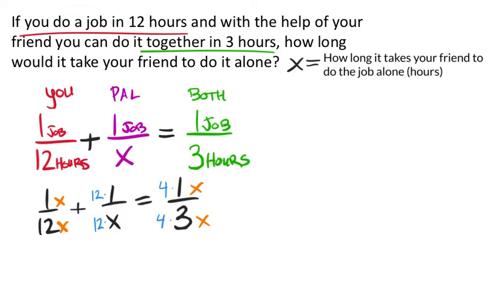So what does this give us? Well, let's look. Let's put this in there. So my first fraction here, this would be your work. You could do x jobs in 12x hours. Your friend, your pal, they could do 12 jobs in 12x hours. And then together, looks like you could do 4x jobs in 12x hours. Now, I was kind of interpreting these fractions. You don't have to, because the purpose of this whole exercise right here was to get the denominators to match.